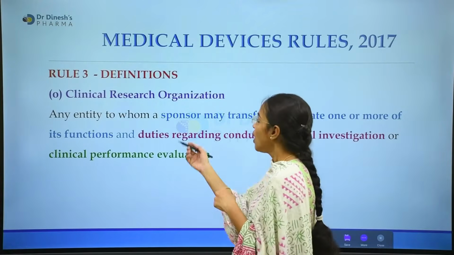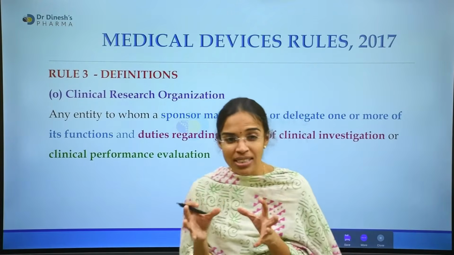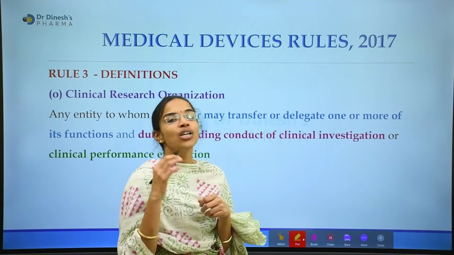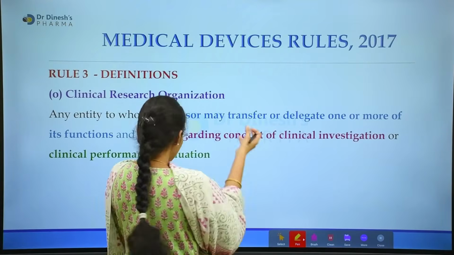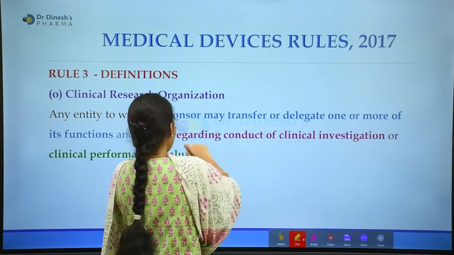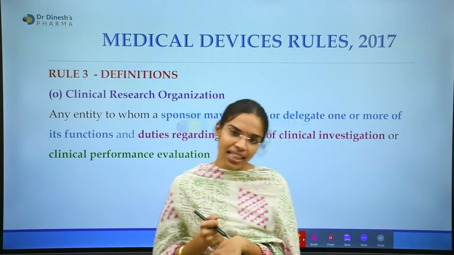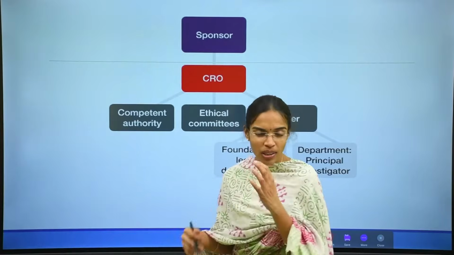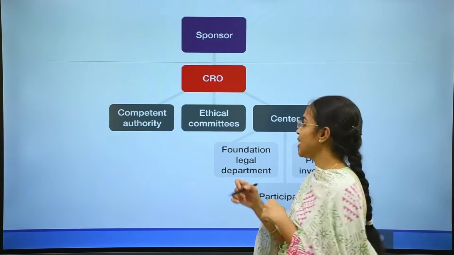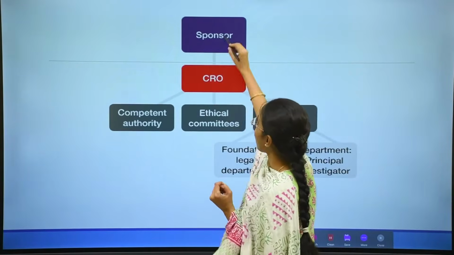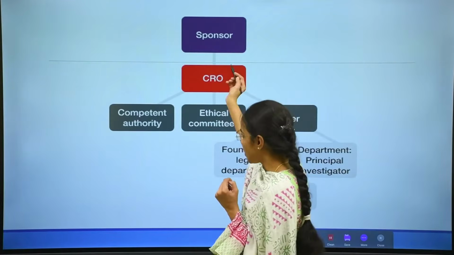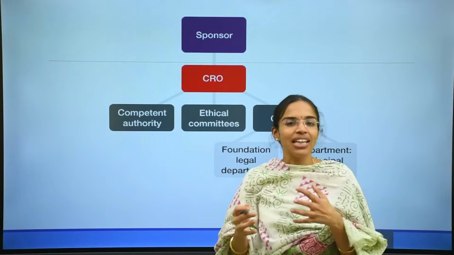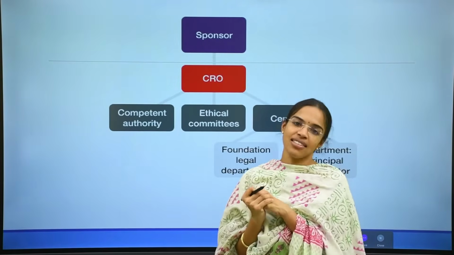The sponsor will give the responsibility to this CRO, the clinical research organization, to delegate. It is a delegate between the sponsor and the conduct of the clinical investigation. We will see what all is involved with respect to a CRO. It is a connecting body, connecting the sponsor to the competent authorities, the ethical committee and the original research center.